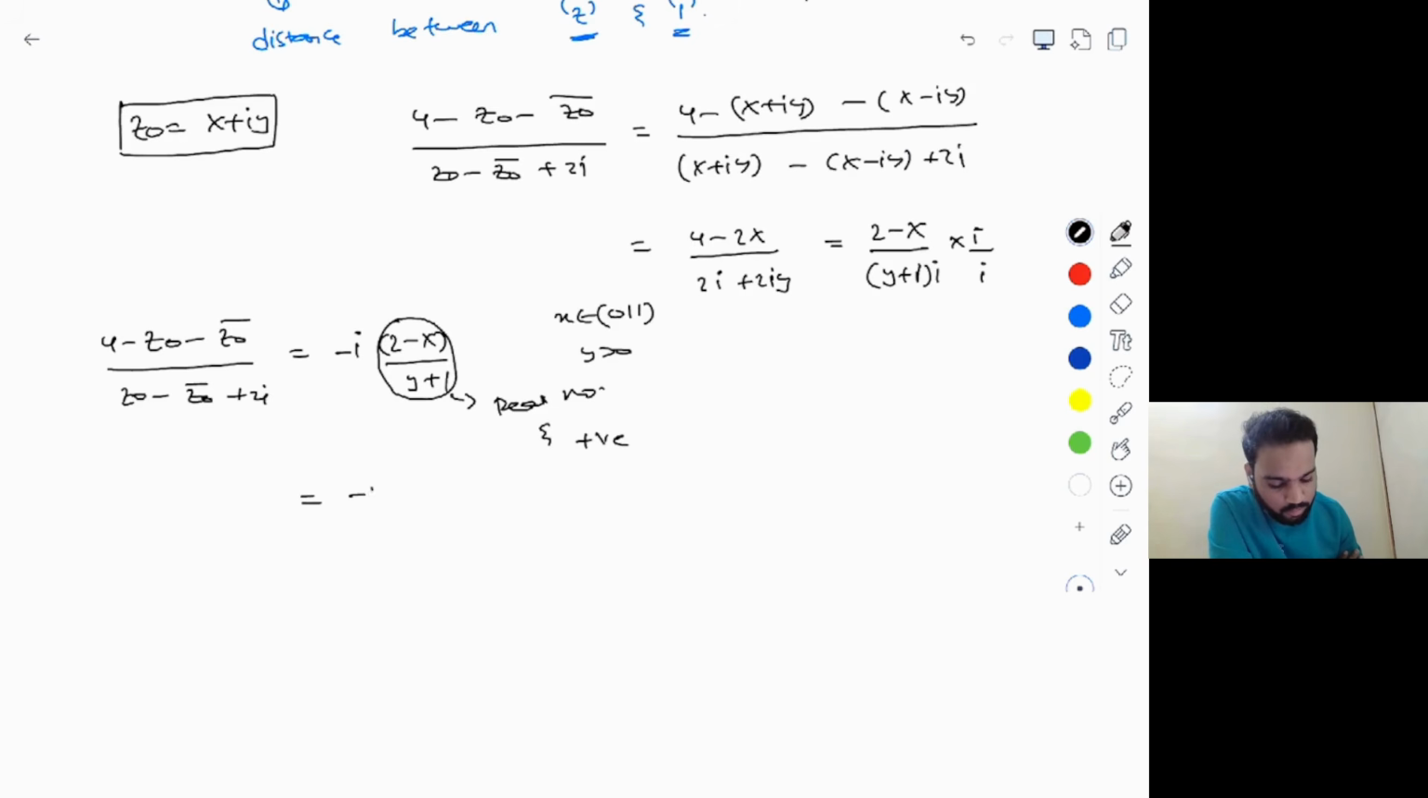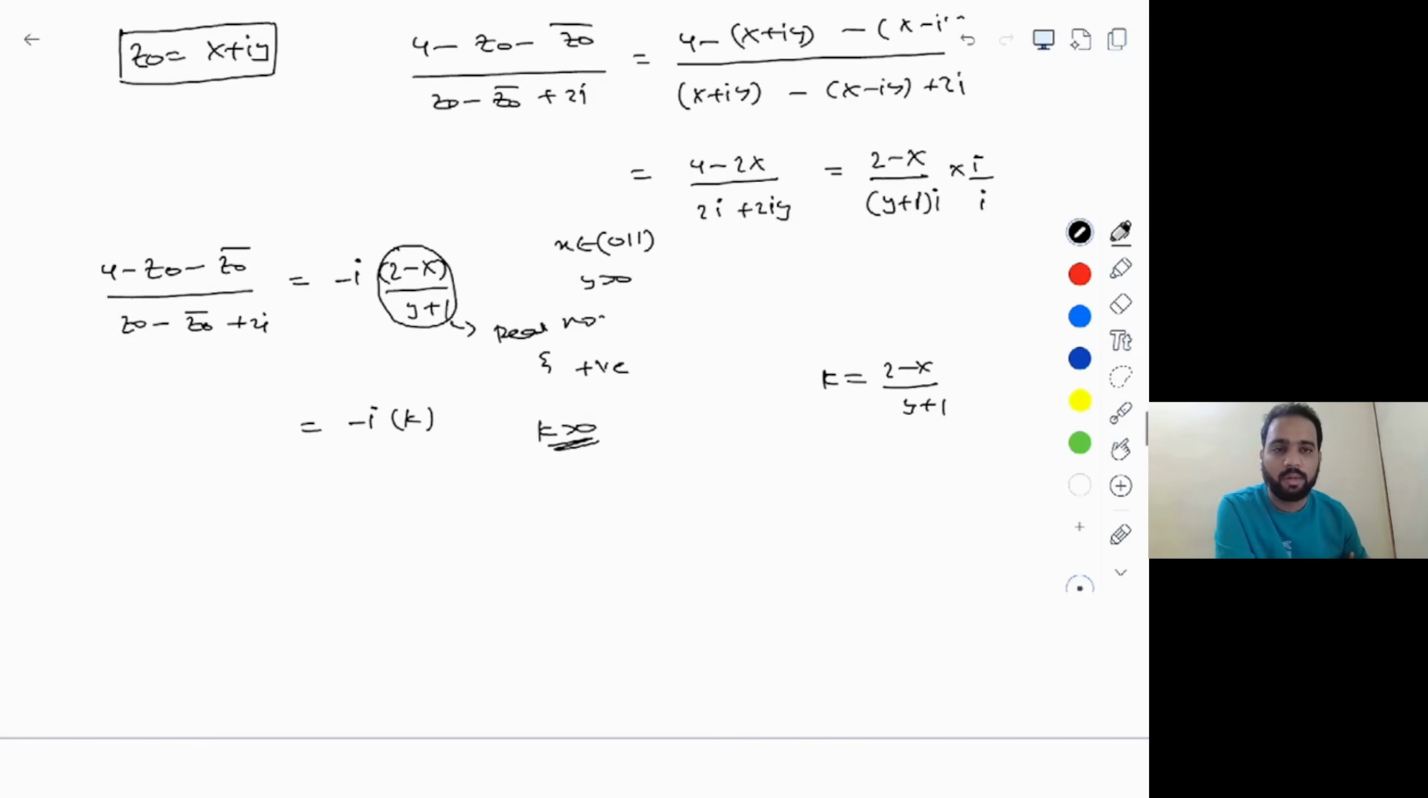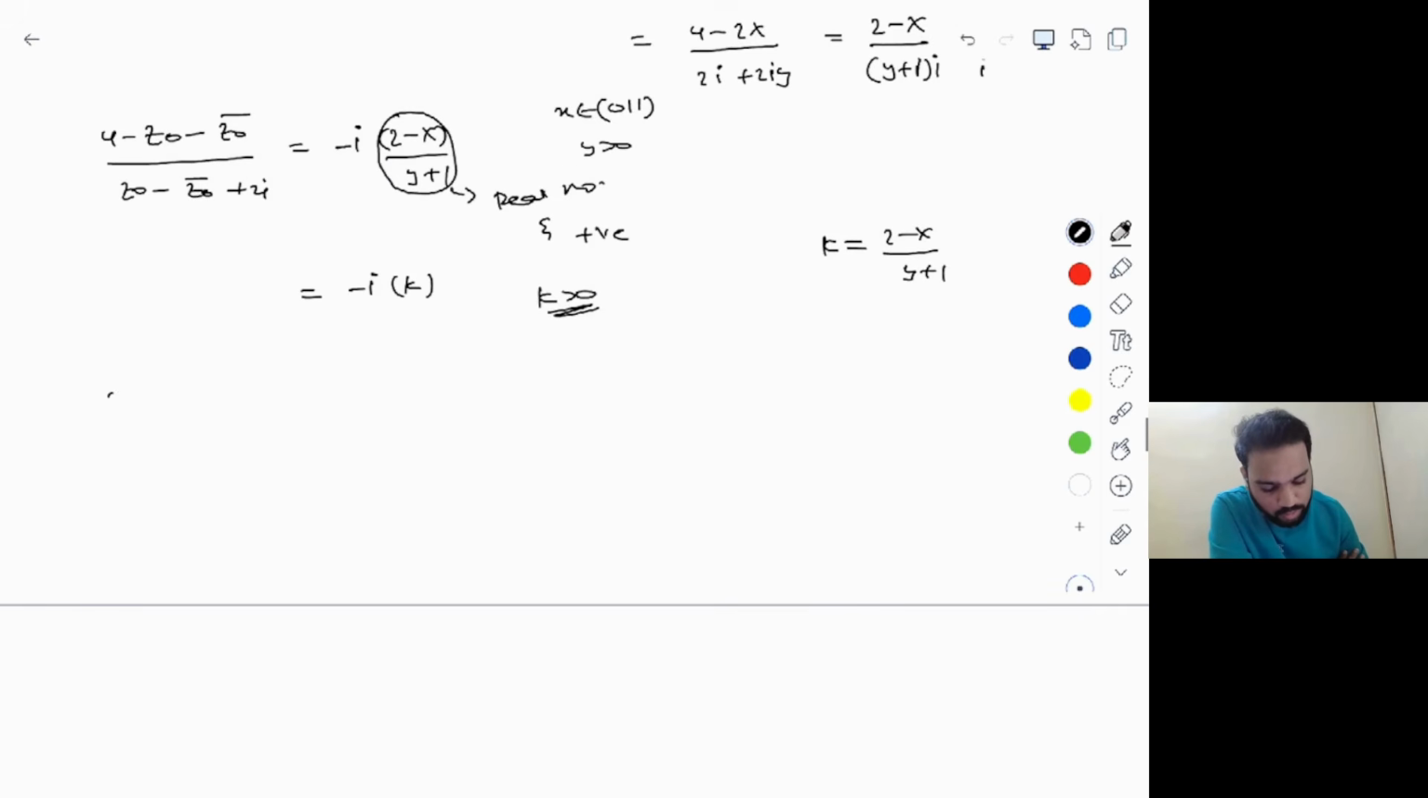Okay, that's the main advantage. So I'm going to write this as some minus i multiplied by k, where I'm assuming that k is equal to (2 minus x) divided by (y plus 1). So clearly we can notice that k is always positive here. For this complex number, we have to find the argument. So let's take the argument of this complex number. What do we get from here? Argument of minus i times k is equal to argument of minus i plus argument of k.